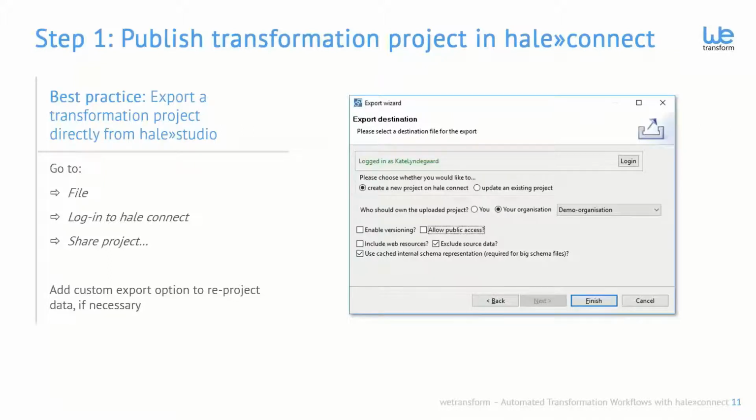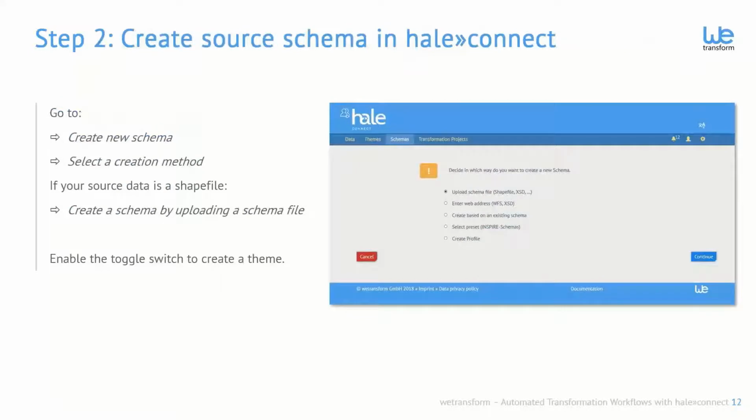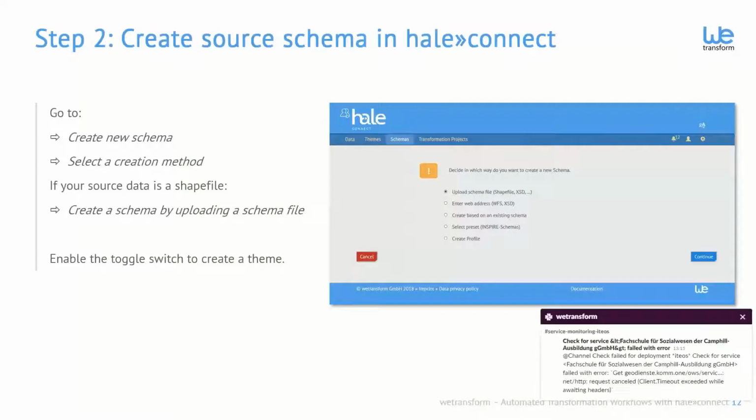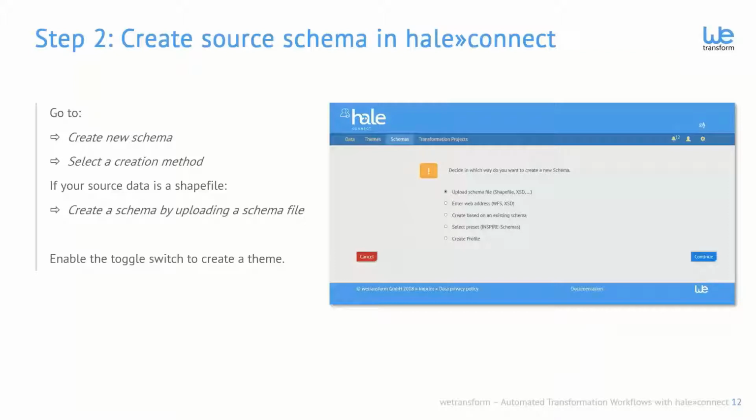Okay, and then once we export our transformation project and we have that live on Hale Connect, the next step would be to create a source schema. Although your transformation project, of course, contains your source and target schema, we need to create these resources on Hale Connect so that Hale Connect knows how to publish them. So first, we'll create a new schema. It really depends on what format your source data is in: if it's a shapefile, or if it's XML based and you'd like to use an XSD directly.